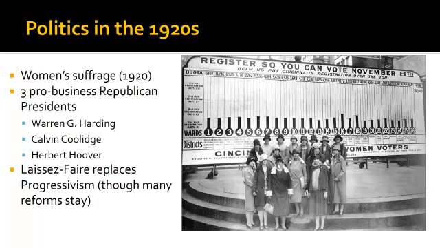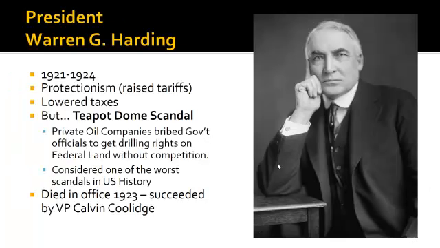Though a lot of the reforms, such as the end of child labor and the Meat Inspection Act, are going to stay, the attitude is going to fundamentally shift. Laissez-faire over progressivism. And so Warren G. Harding's first term, his only term, is going to be characterized by those laissez-faire ideas. He's going to lower taxes as well as raise tariffs to protect industry in the United States. We call that idea of raising tariffs to protect industry protectionism.